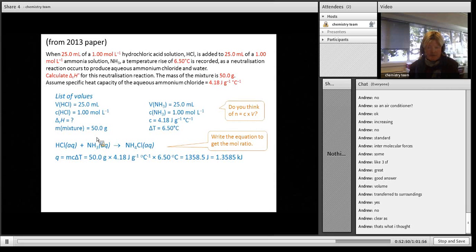Now I've done that, it's perhaps quite difficult to read because it's all in one line, but can you see I've written the equation first, then I've substituted, and then I've converted joules to kilojoules. So you can see my M was 50, my C is 4.18, my delta T is the 6.5, and then I've got the joules, and then I converted to kilojoules.